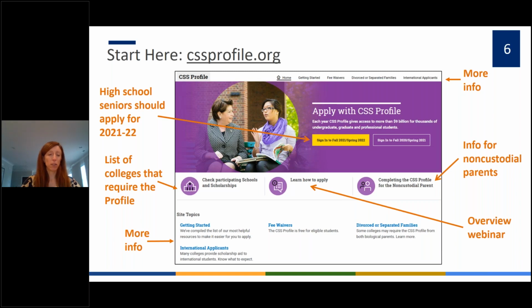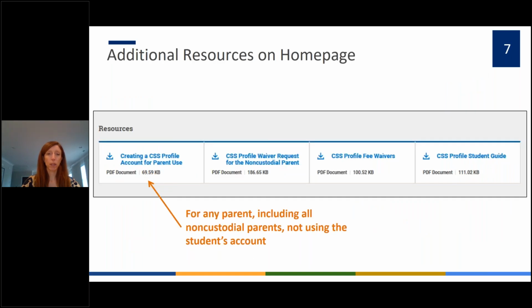So right when you get to this home screen, there's a lot of great information. Spend a few minutes here and click on any buttons that really apply to your family and your situation so you can get all the information you need before you get started. Down at the bottom of the homepage, there are some additional resources: information about creating a CSS profile account for parent use, information for non-custodial parents, fee waivers, and a student guide.